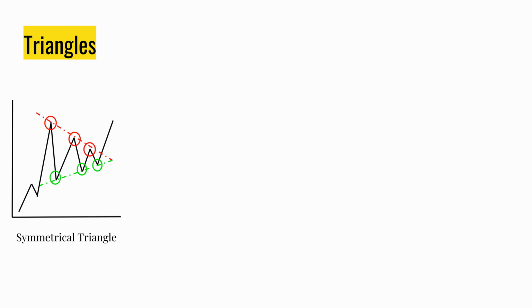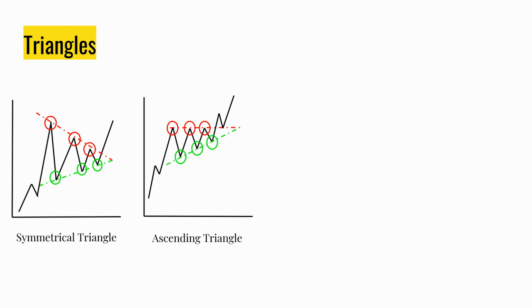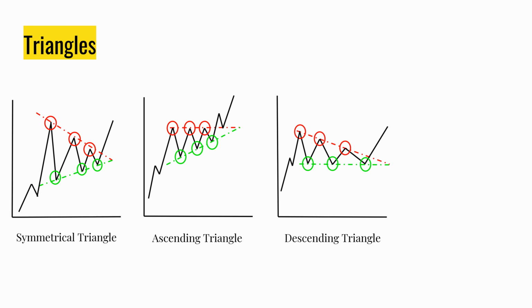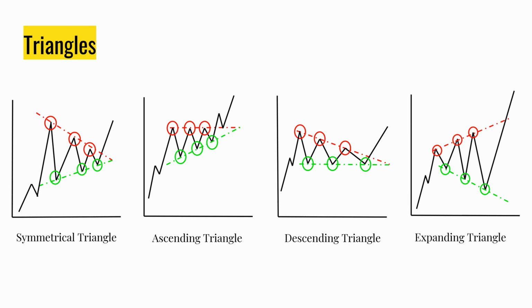Triangles can be classified into 4. The first triangle is called a symmetrical triangle, where both trend lines are sloped. The second triangle is called the ascending triangle. We see that only the bottom trend line is sloped. The third triangle is called a descending triangle, and this time we see that only the top trend line is sloped. The last triangle is an expanding triangle, and we see that it's a flipped symmetrical triangle.